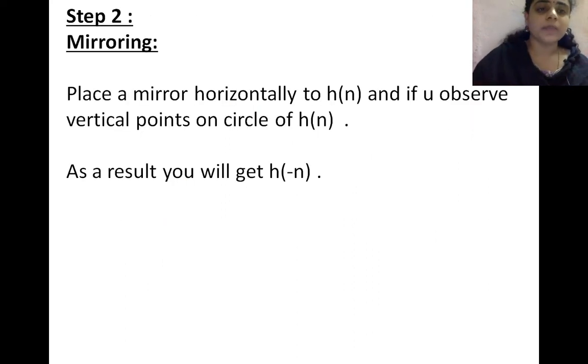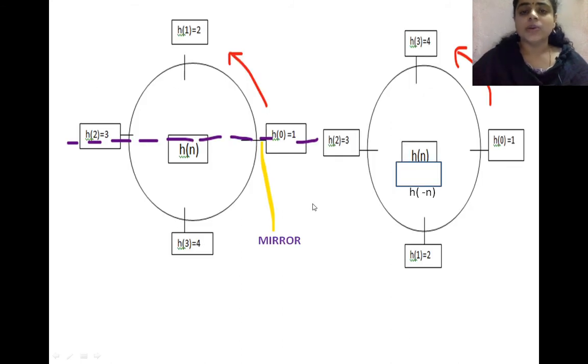Step 2 is mirroring. Place a mirror horizontally to h of n, and if you observe, vertical points on the h of n were changed, okay. As a result you will get h of minus n. If you see this one, you will get to know clearly. This is h of n, original h of n, okay. Placing a mirror, this violet line is a mirror.